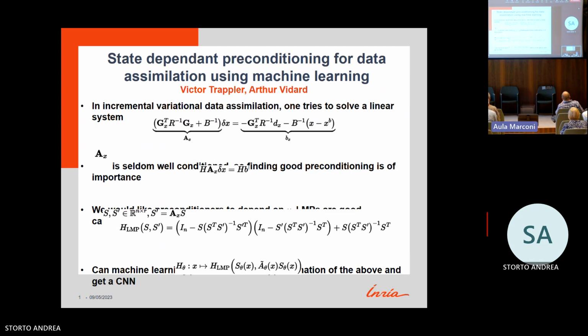And the idea that we are looking into is, can we get an approximation of this LMP using machine learning? So trying to get a CNN, a neural network, to produce a preconditioning that depends on the state, and that tries to mimic this kind of formula here, because we cannot try to learn the full inverse matrix. So does it work? Well, you can see on the poster. Thanks. Yes.